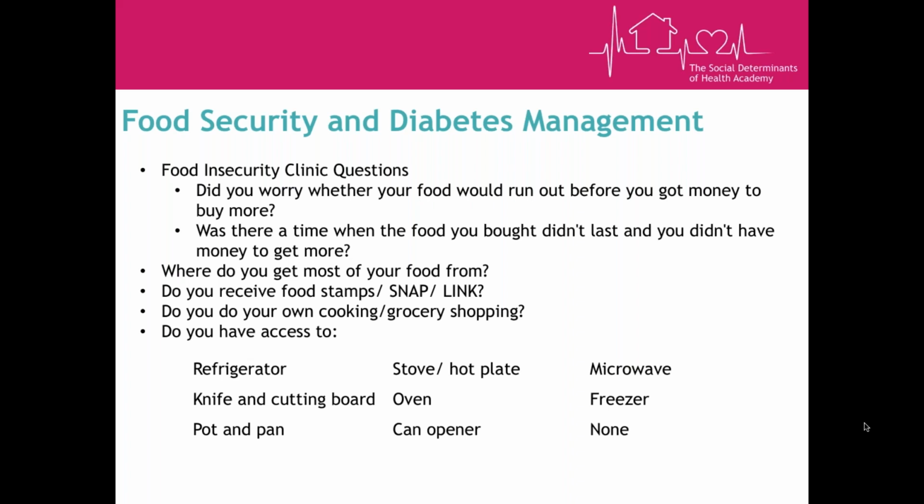Do you do your own cooking or grocery shopping is an important question. In other settings, we would probably assume participants have access to basic kitchen equipment or to grocery stores, but in this setting, we can't really make that assumption. Even something such as Tupperware or a knife and cutting board, a can opener can be really hard for participants to purchase if they are unstably housed or doubled up or not in a space where that's available to them.